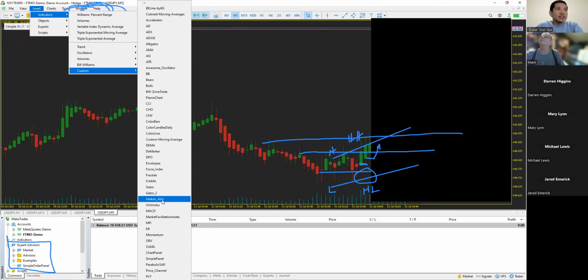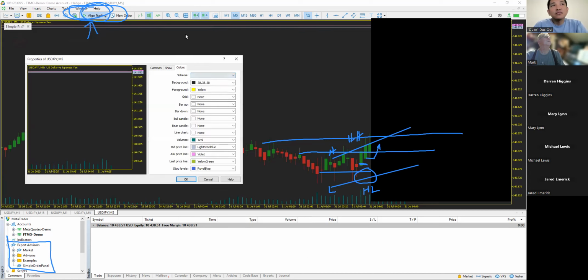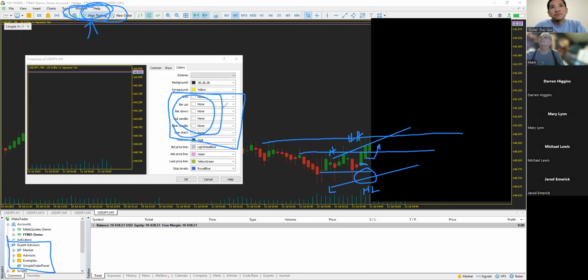The only thing here with that is it puts it on top of your graph. So with Heiken Ashi, what I did is I had to right click and go to properties. And you can see here all my colors, I zeroed out the colors. So the bars, grid and the bars right here are all none. And the colors are actually in the indicator.